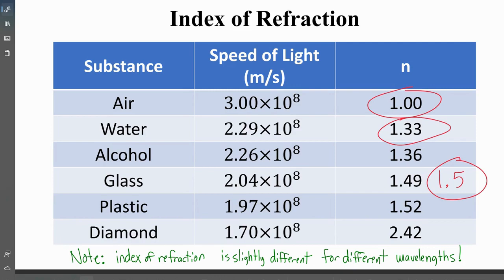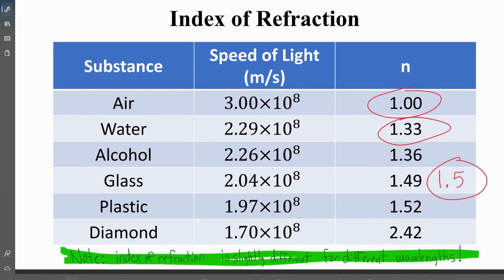All right, the note down at the bottom that I have for you: the index of refraction, even for the same material, is slightly different for different wavelengths, which is pretty cool. That is why we get rainbows. The different index of refraction in water for all the different wavelengths means that red will bend a little bit less, and purple will bend a little bit more.